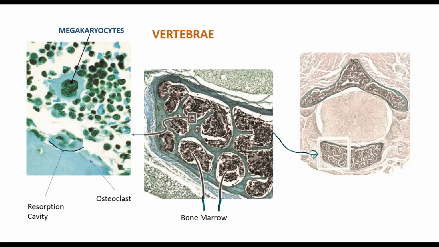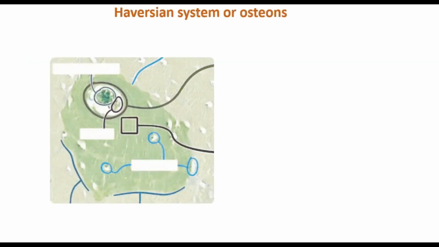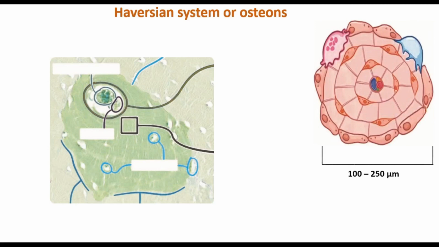In this image, the osteoclast can be seen resting inside a resorption cavity. It is created on the surface of the bone matrix. The osteoclast's numerous nuclei can help distinguish it from other cells with a similar appearance, such as megakaryocytes, which only have a single multi-lobed nucleus.